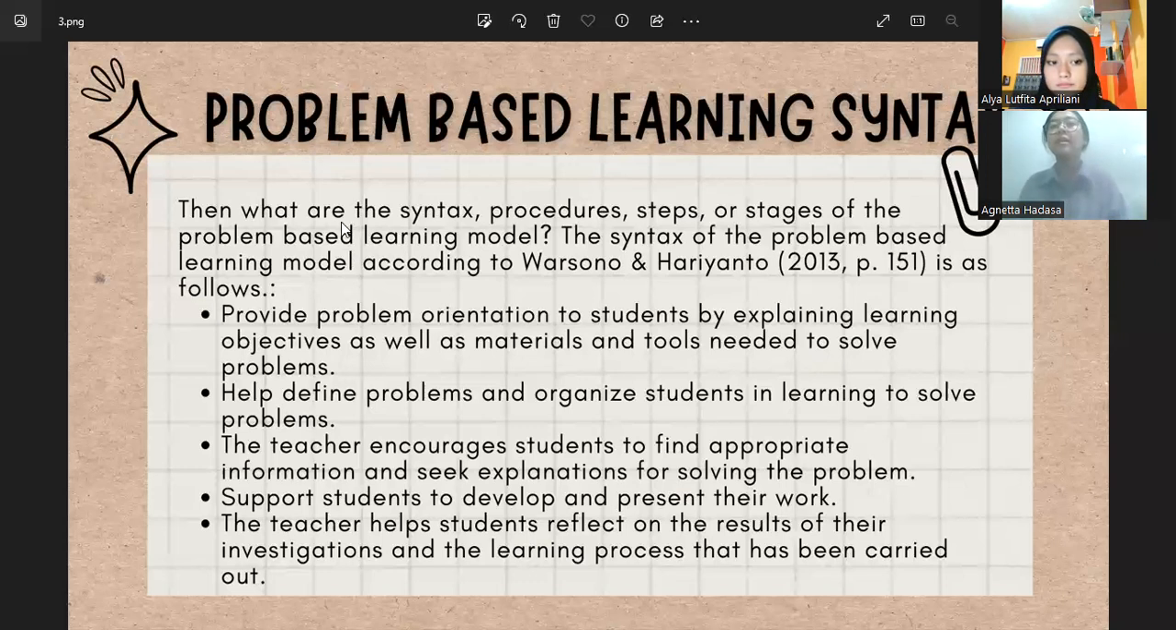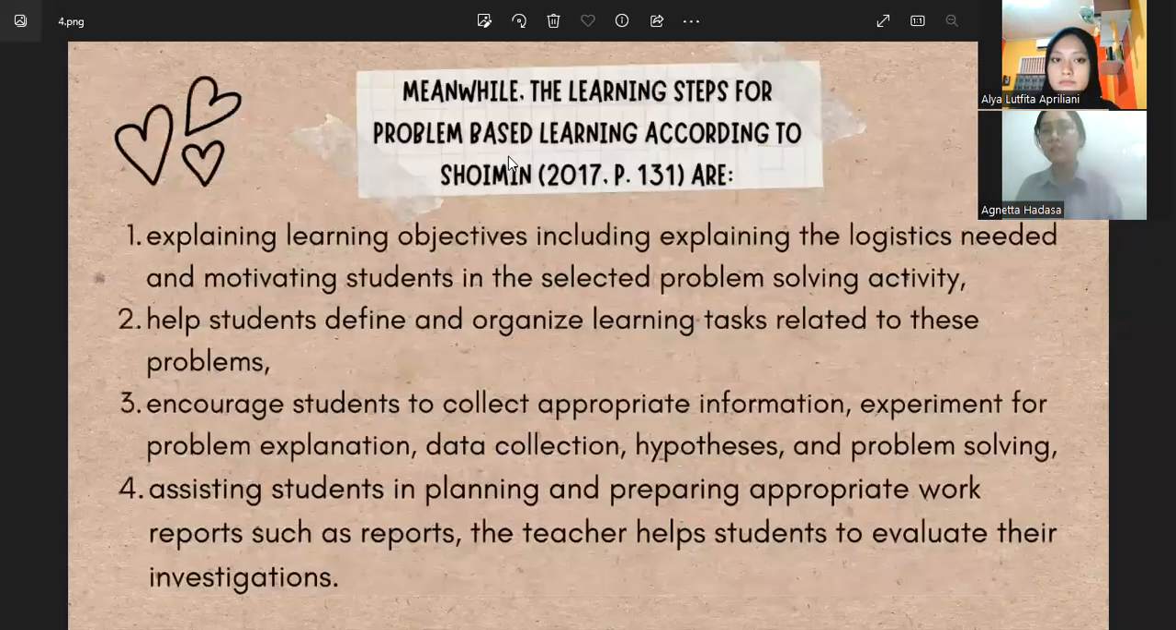The fourth one is to support students to develop and present their work. And the last one is the teacher helps students reflect on the results of their investigations and the learning process that has been carried out. Next.